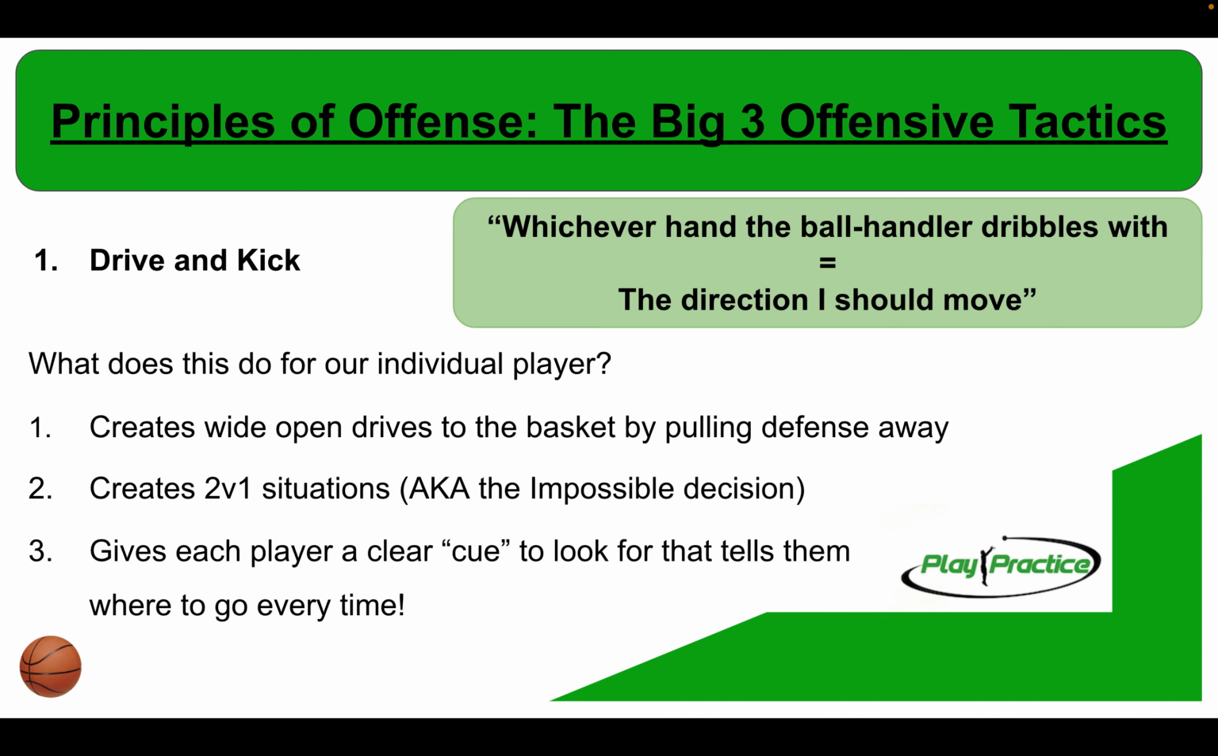And number 3, it gives each player a clear cue to look for that tells them where to go every time. So something we work on a lot with our youngest age group, typically the 3rd through 5th grade program, we're working on watching the ball handler's hands, and which hand they dribble with tells us where to go. So right hand dribble means right, left hand dribble means left.